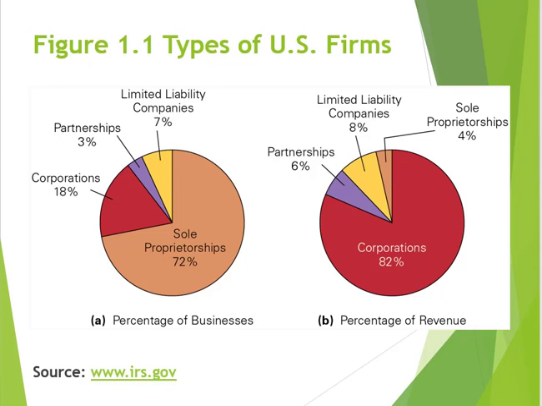As you can see from this graph, the vast majority of businesses, by percentage, are sole proprietorships. Corporations, which we think of as business, are really only 18% of the total number. But what is important is to recognize that corporations provide the greatest amount of revenue. 82% of all revenue is created by corporations, where sole proprietorships only create 4%.